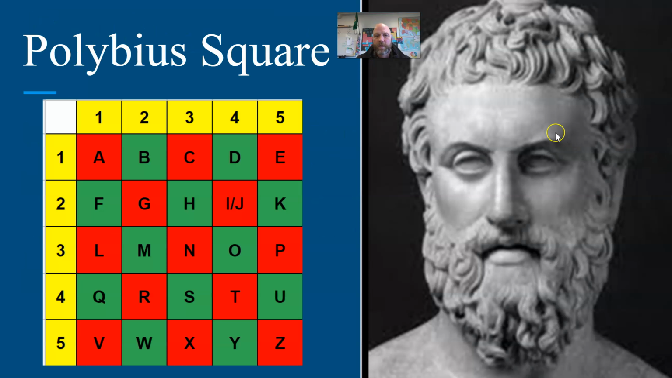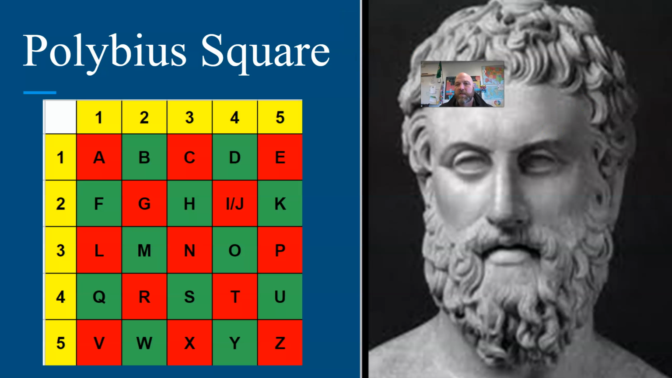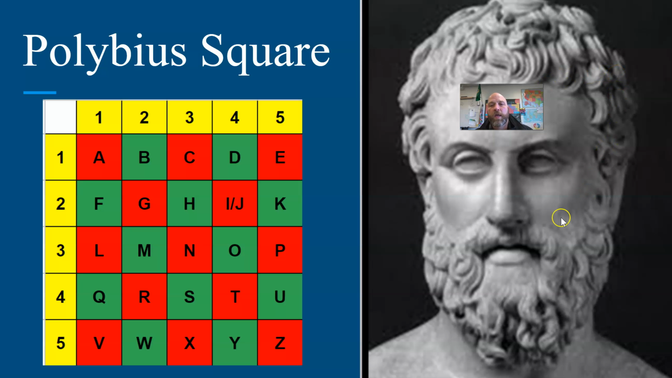So this is the Polybius square. This guy here, his name is, any guesses? Yeah, good. His name is Polybius. So he is a very famous ancient Greek dead guy. He lived about 2,200 years ago, and he did not invent the Polybius square, but he did talk about it. He was a historian, so he talked about it and how this Polybius square works.